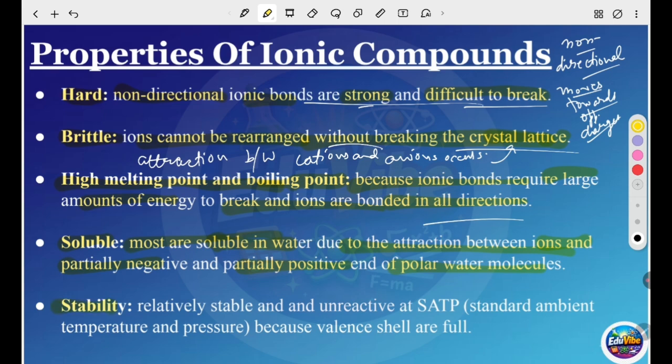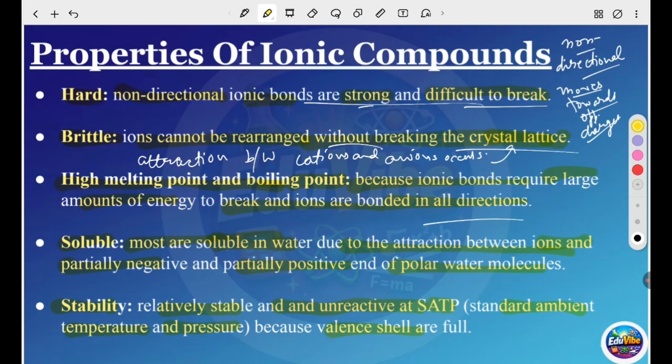Stability: they have more stability. They are relatively stable and unreactive at SATP. SATP means standard ambient temperature and pressure. When we put any ionic compound at standard temperature and pressure, it holds that stability, because the valence shells are full in ionic compounds. We made those bonds to stabilize the valence shells. That's why they have good stability.